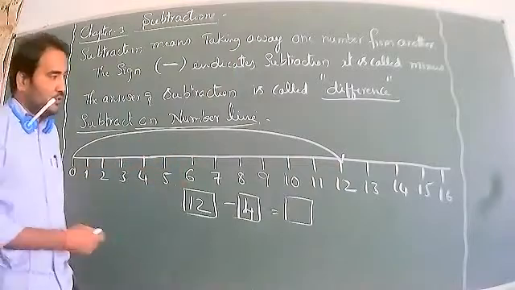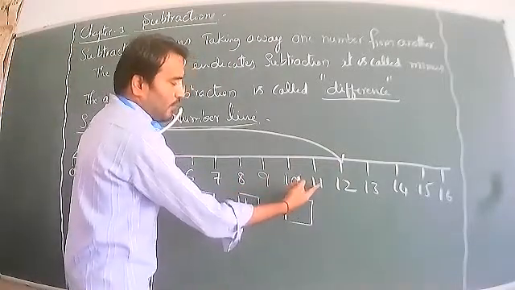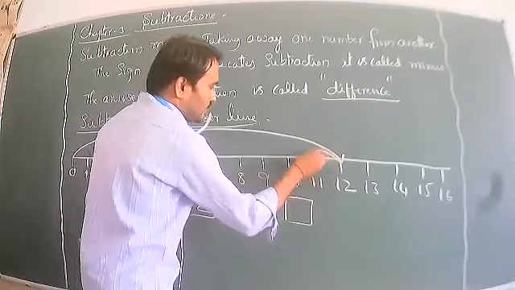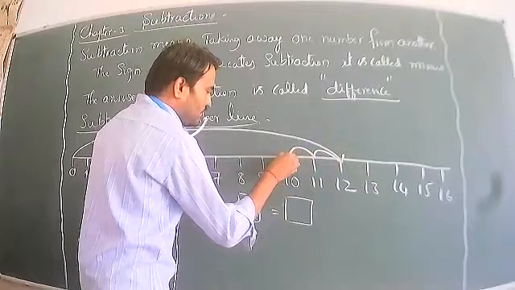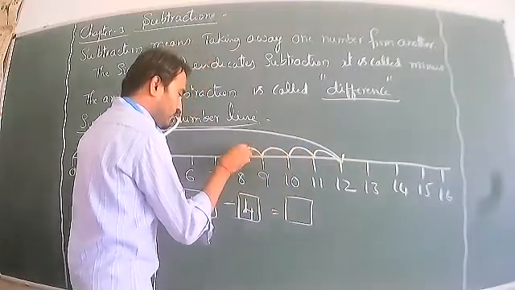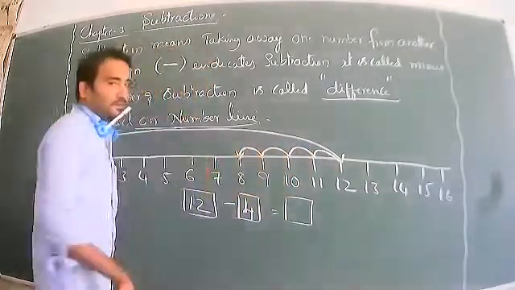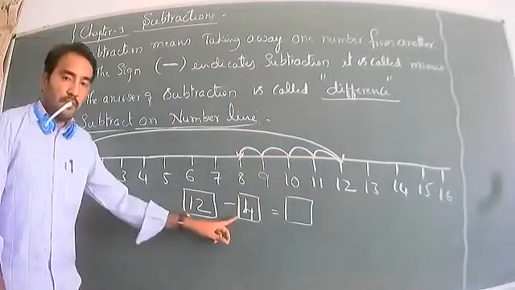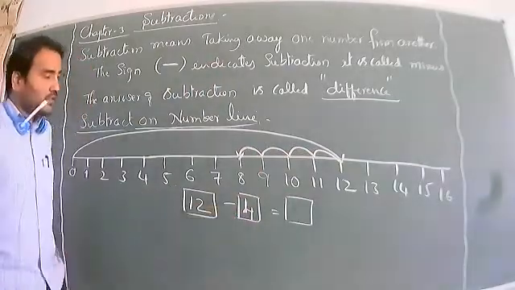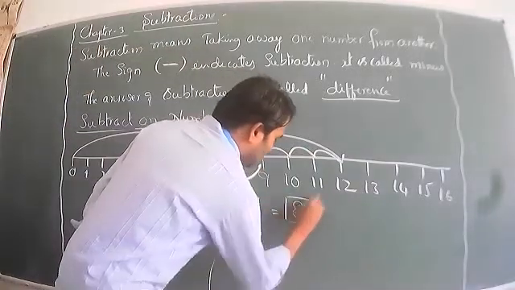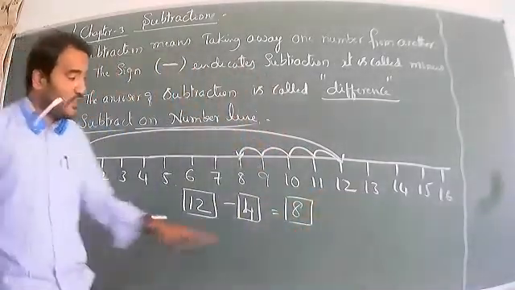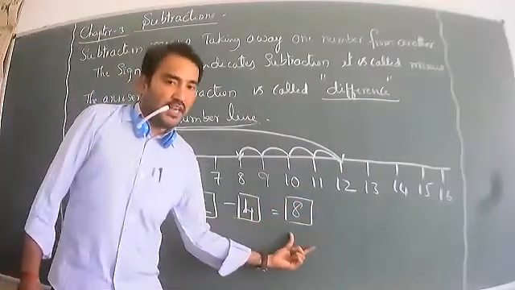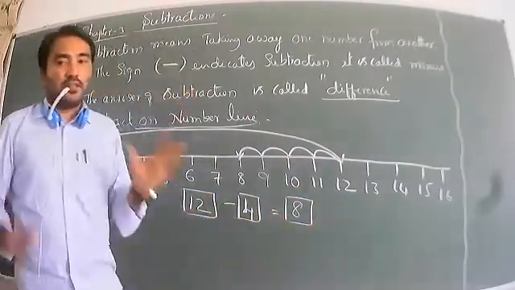So it is backward. 11, then 1 is already over, 2, 3, 4. This is the answer. What is the answer? 12 less 4, so we get the answer 8. This answer we call the difference. Keep in mind, the answer 8 that comes is called the difference.